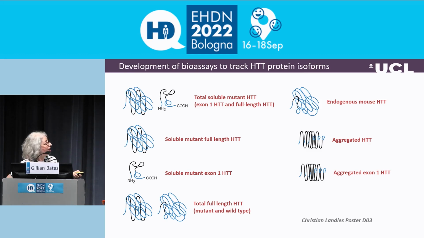So Christian has developed assays, complementing those that were already available, for total mutant Huntingtin, that's exon 1 and full length together, soluble mutant full length, soluble exon 1 Huntingtin, total full length mutant and wild type, soluble mouse Huntingtin, aggregated Huntingtin and aggregated exon 1 Huntingtin. I'm not going to say any more about those except to say that the use of these can be quite complex, and so if you want to learn more about the use of these assays, please go to Christian's poster.